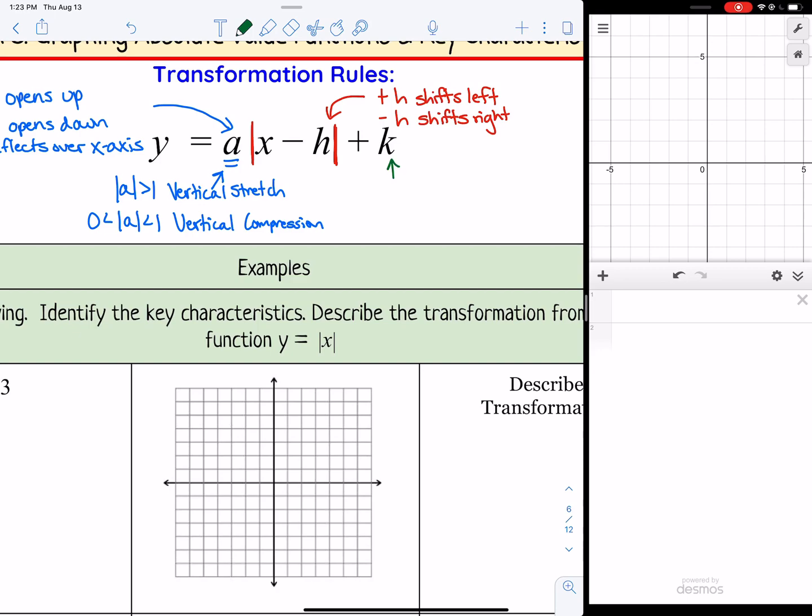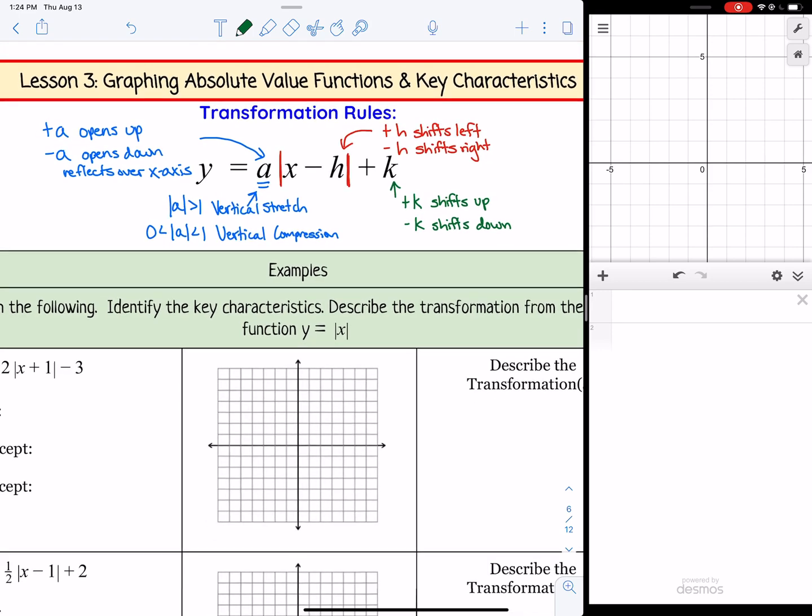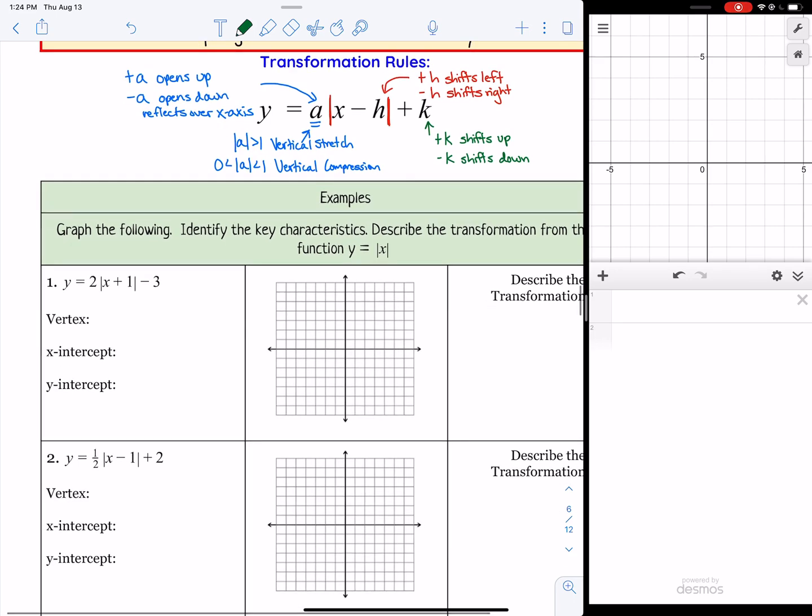Our k value is typically behind the grouping symbol, but it's outside your grouping symbol and it's added or subtracted. It has its own rule. When you have a positive k, it shifts your graph up. And when you have a minus k, it shifts your graph down. And again, it doesn't matter if they call it the letter k. It's the number that's outside the grouping symbol that's being added or subtracted. a is outside your grouping symbol, but it's being multiplied. So that's the difference between the a and the k. And then h is inside the grouping symbol.